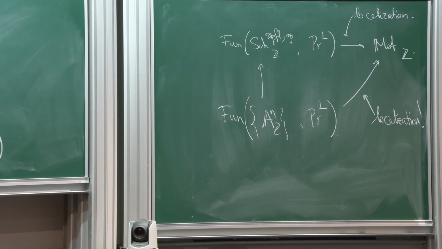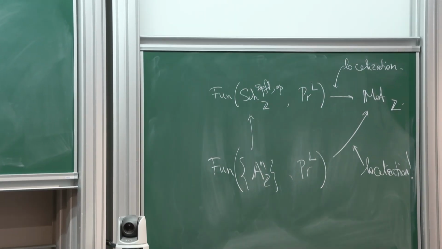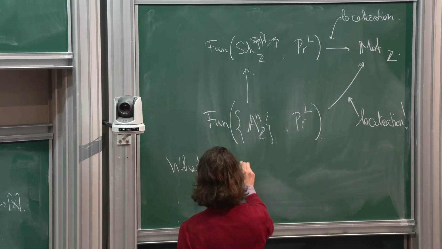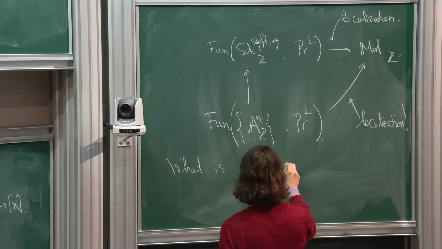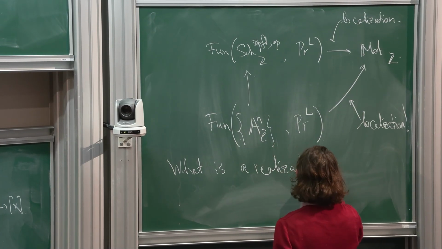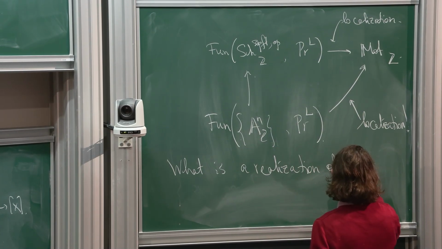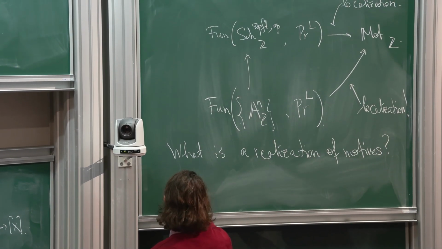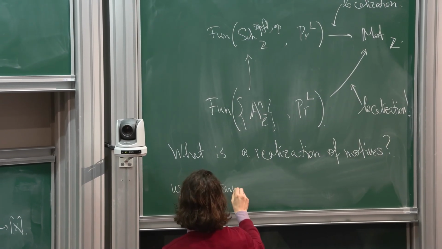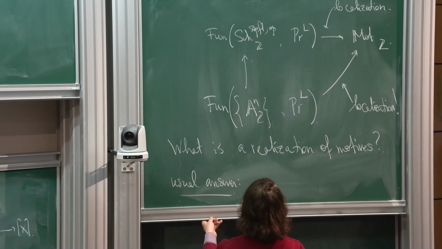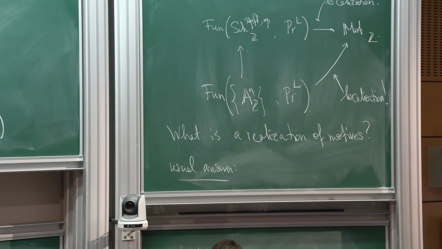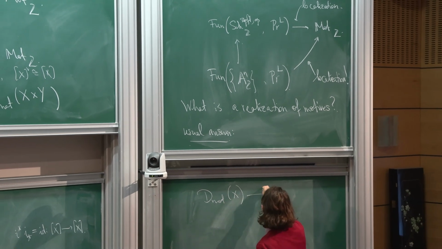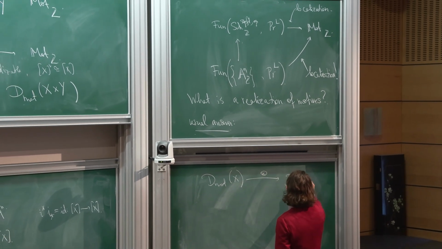All right, so this means we have a new answer to the following question. What is the realization of motives? The usual answer would be that you have your derived category of motives on some X, and then you look for some tensor functor to the derived category of modules over some R.